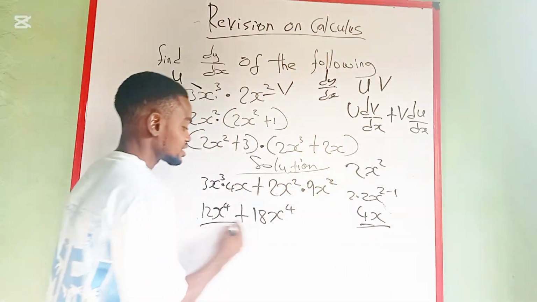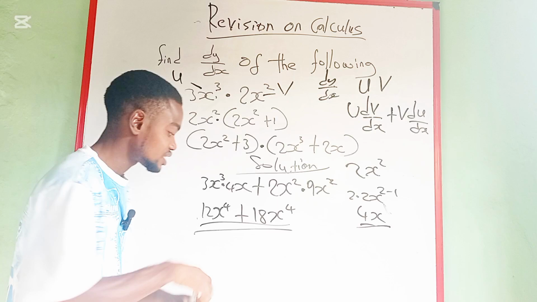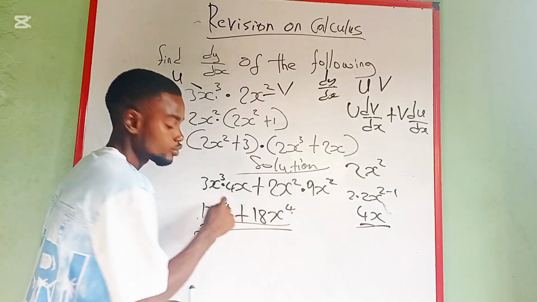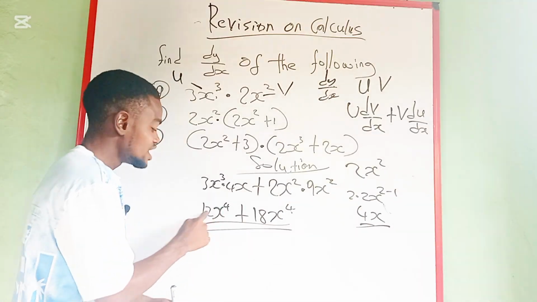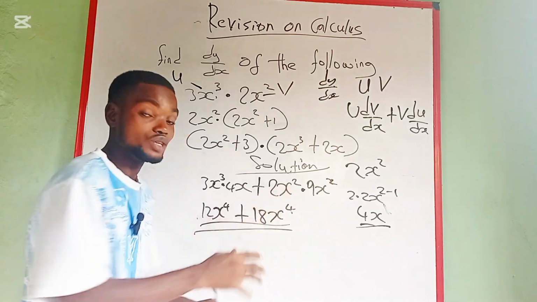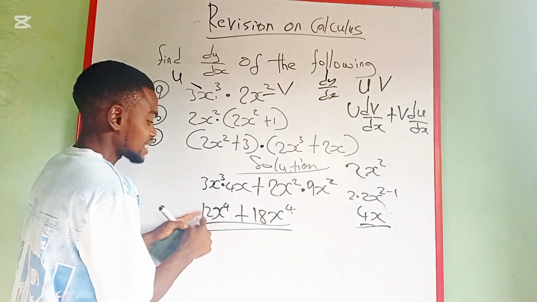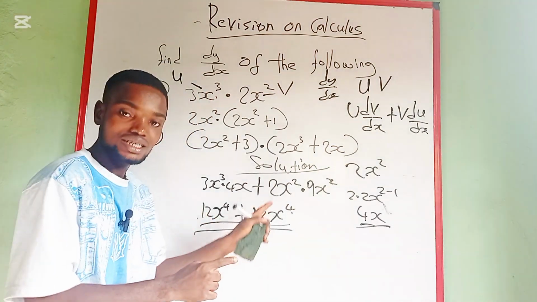Now we could have said that this is our final answer, but because we have the same s raised to power 4, s raised to power 4, it means that this is biscuit. So we can say 12 biscuit plus 18 biscuit. We can add them together to give us 30 biscuits.